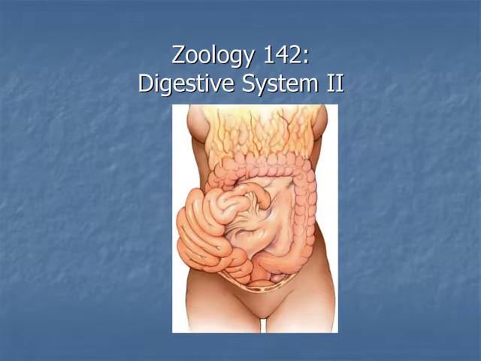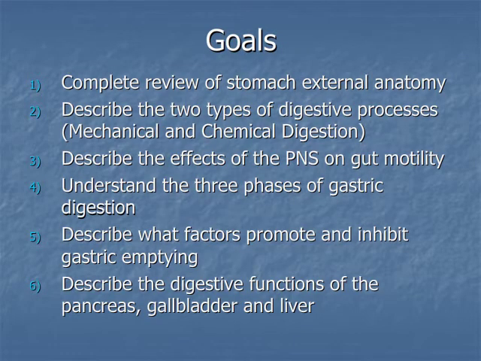Hello and welcome back to Zoology 142 Online. This is part 2 of our lecture on the digestive system. So in today's lecture, we're going to complete the review of the external anatomy of the stomach. We're also going to describe the two types of digestive processes, that is, mechanical digestion and chemical digestion, that happen within the GI tract. We're also going to describe the effects of parasympathetic nerve impulses on gut motility.